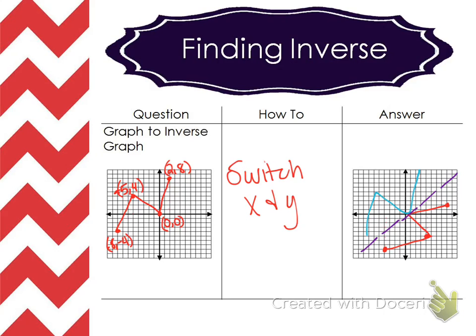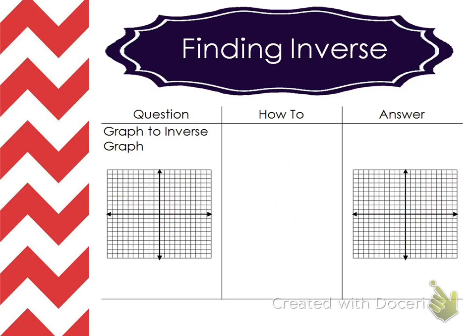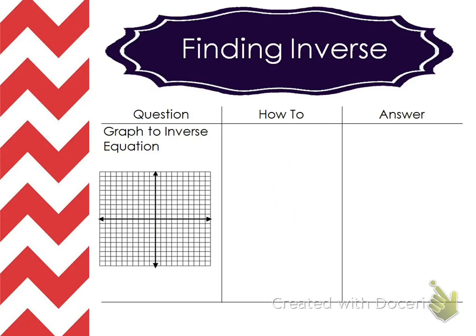Okay, now our last one is actually the easiest one we do, and, oh wait, just kidding. First we have graph to inverse equation, so then we have the last one. So if I give you a graph, and I'm going to say that this right here is negative 3, 0, and 1, 2, 3, 4, 5, 6. This is 0, 6. Okay, and here's the graph.